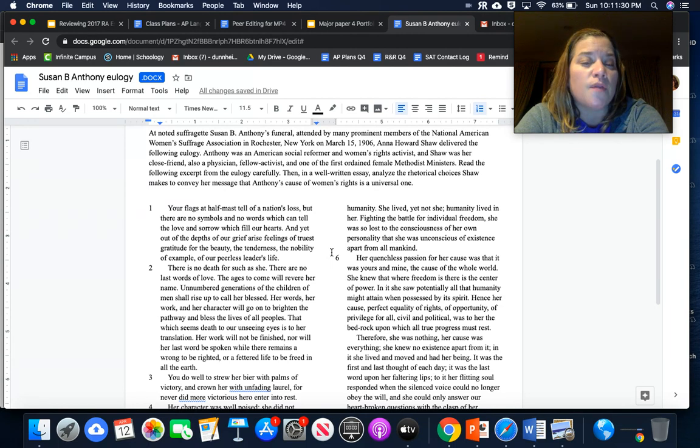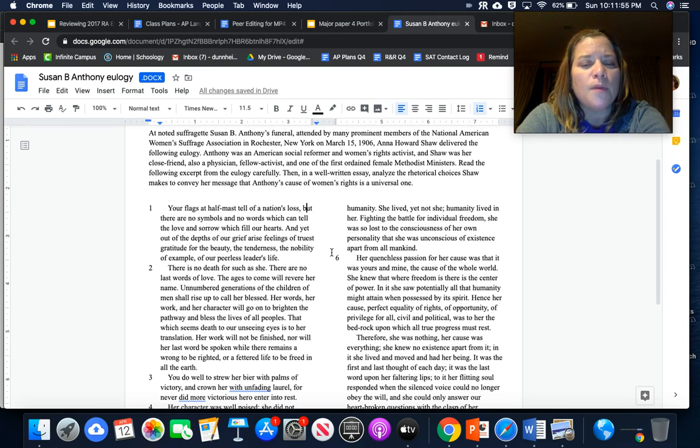There is no death for such as she. There are no last words of love. The ages to come will revere her name. Unnumbered generations of the children of men shall rise up to call her blessed. Her words, her work, and her character will go on to brighten the pathway and bless the lives of all peoples. That which seems death to our unseeing eyes is to her translation.